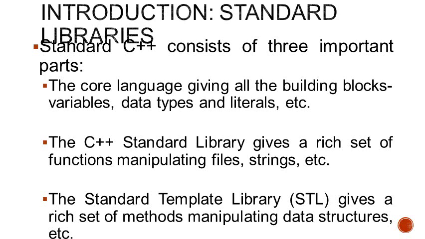The standard libraries of C++. Basically, C++ consists of 3 important parts. The core language, giving all the building blocks, variables, data types, and literals, among others. The C++ standard library gives a rich set of functions for manipulating files, streams, etc. Then the Standard Template Library, STL, gives a rich set of methods for manipulating data structures, etc.